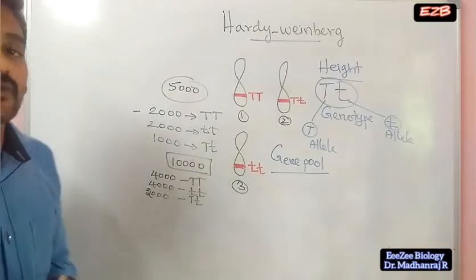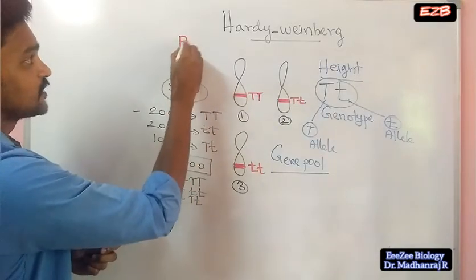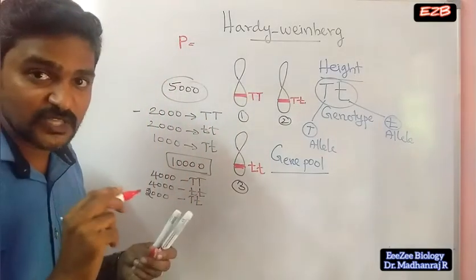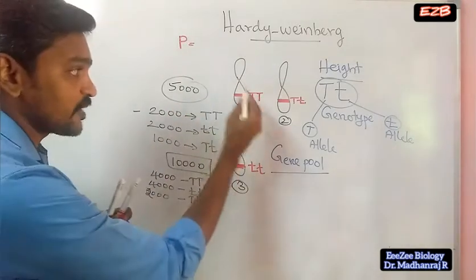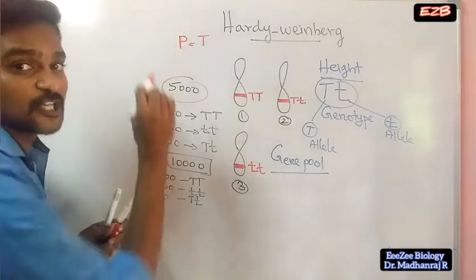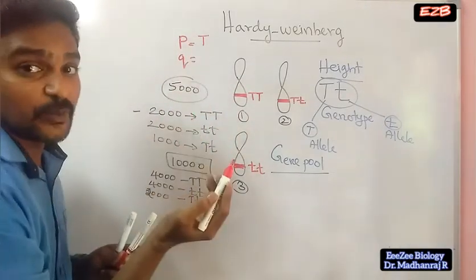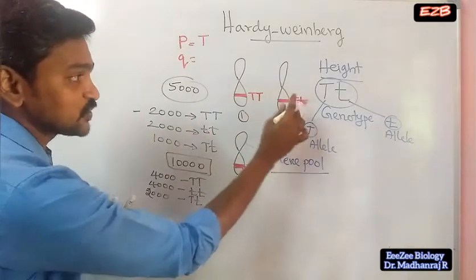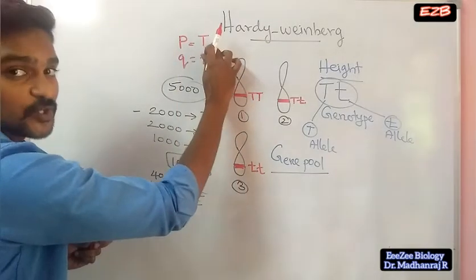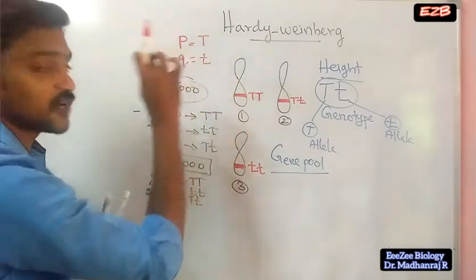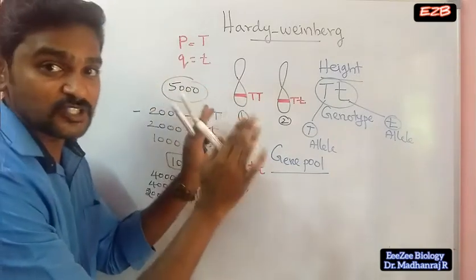For this they have given a formula. Imagine they will be giving P. P denotes the frequency of the dominant allele. Which is the dominant allele here? Capital T is the dominant allele. Q denotes the frequency of the recessive allele. Which is the recessive allele here? Small t is the recessive allele. This is the frequency of the dominant allele, and this is the frequency of the recessive allele. As I said, it always remains constant.